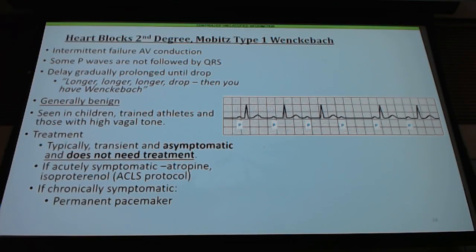When we talk about second-degree AV block, recall that there are two types: Mobitz 1 and Mobitz 2. Mobitz 1 is your Wenckebach, and the saying "longer, longer, longer, drop, then you have a Wenckebach" can help you differentiate that from a Mobitz 2. This is typically a benign condition. You may see it in children, and you may see it in high-performing athletes who are in good physical shape. They also tend to be asymptomatic from this condition.